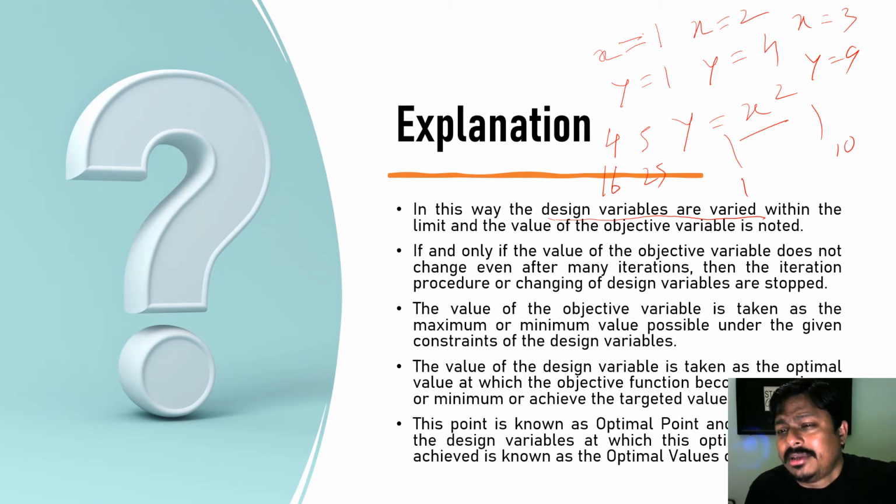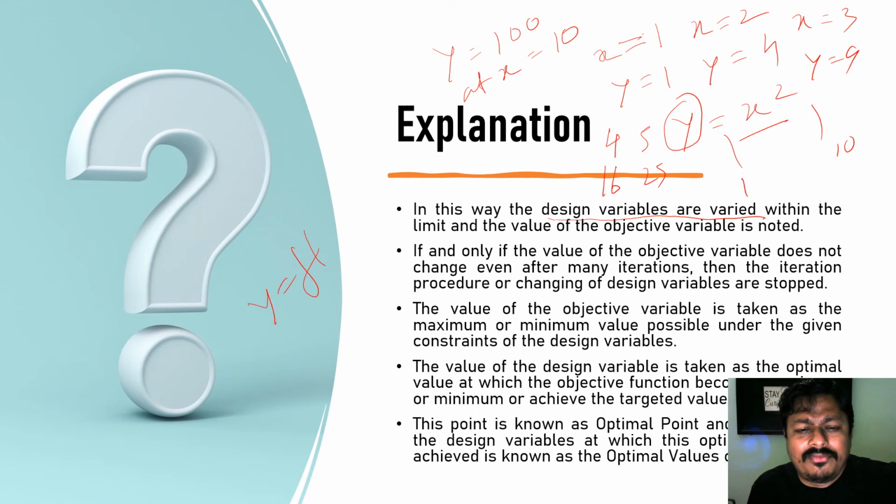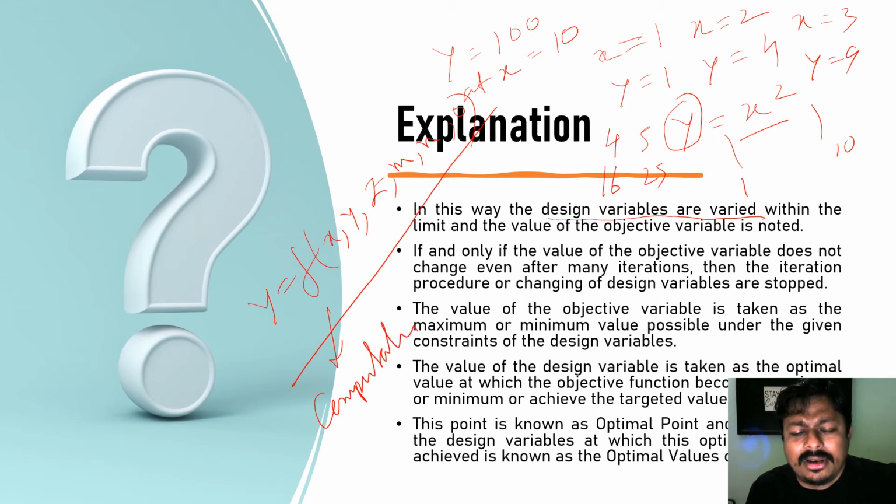So if it is a maximization problem, the optimal value of y, which is found to be 100, can be achieved at x is equal to 10. This is a simple problem. It is easily known without doing the iteration. But whenever this y becomes a function of multiple variables, then the optimization process becomes complex, and then you have to use some computational or numerical technique to solve this problem.